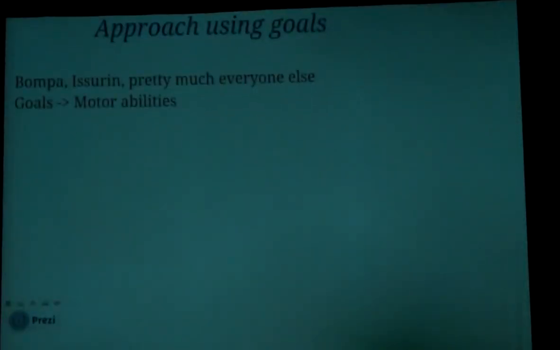So another approach is using goals. Most of the theories like Bompa and Surin prefer this way. And in this particular case, motor abilities are actually goals. So we usually say, this block is going to improve my strength. This block is going to improve my speed, or in this block I might improve my speed endurance. And then I'm going to switch to maximum velocity or acceleration, depending. Again, you might be aware of this in the long to short or short to long approach to sprint training.